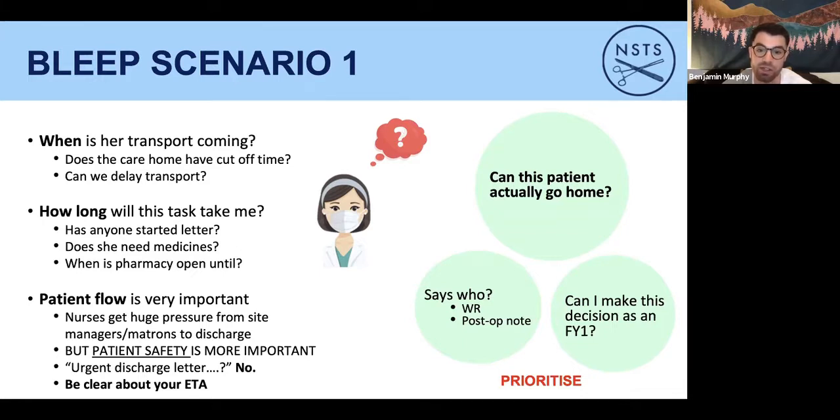So if you think that there's a job that's more urgent or a patient that needs your help before a discharge letter, patient safety is always more important. So there is no such thing as an urgent discharge letter in my mind. But just be clear to the nurses, if you have got other things going on, what your ETA to the ward is going to be.